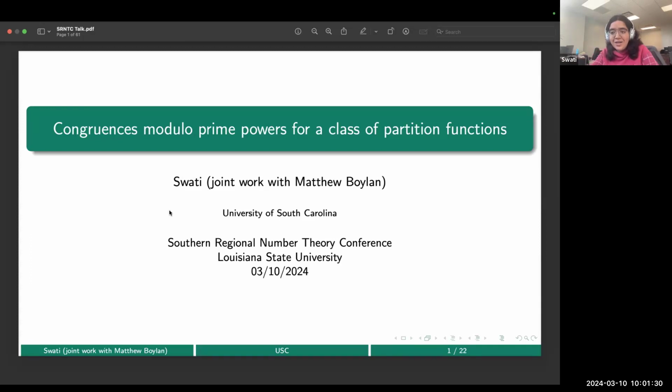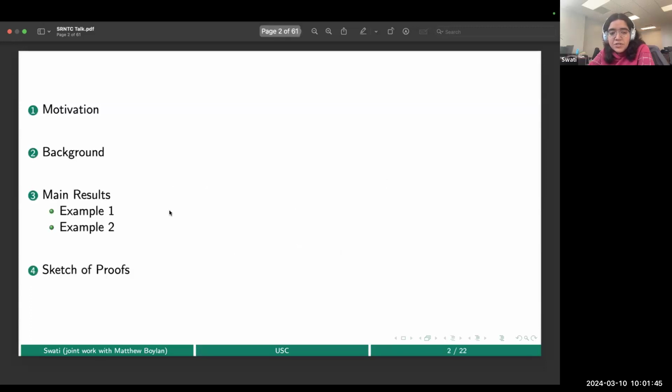And I'd like to start by thanking the organizers for giving me the opportunity to present my work. So I'll be talking about congruences modulo prime powers for a class of partition functions. It is a joint work with Matthew Boylan, who's my PhD advisor. So a quick overview, I'll start with motivation and then followed by some background, and then we'll move on to main results, examples, and at the end, I'll give a sketch of my proofs.